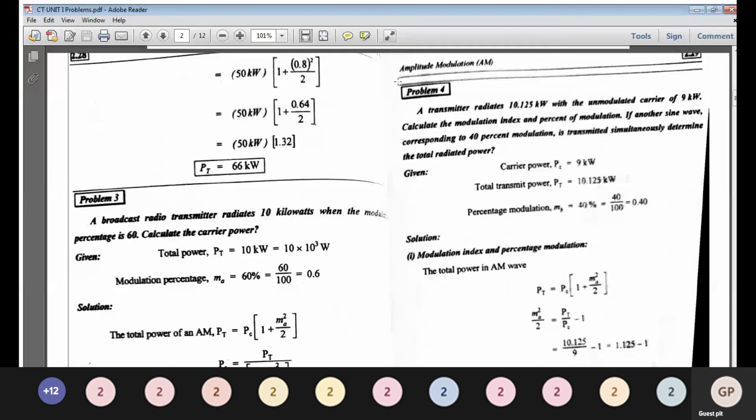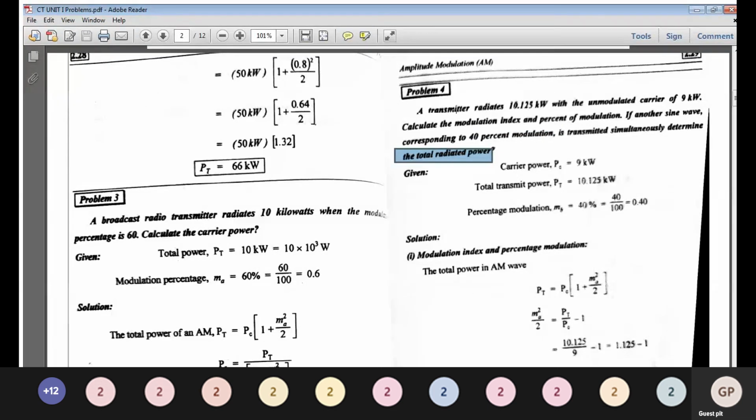Our next problem is a transmitter radiates 10.125 kilowatts power with unmodulated carrier power 9 kilowatts. Calculate the modulation index and percentage of modulation. That's the first statement. Next one is, if another sine wave corresponding to 40% modulation is transmitted simultaneously, determine the total radiated power.